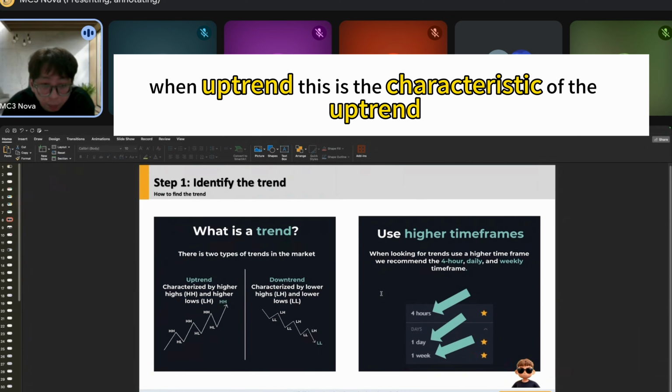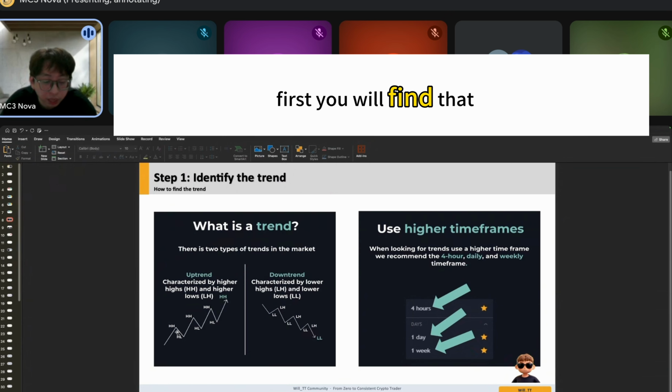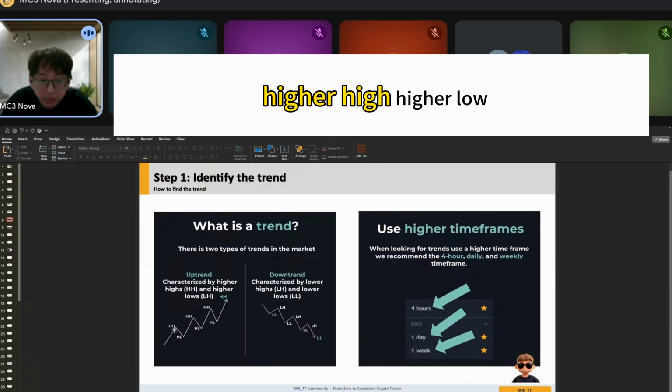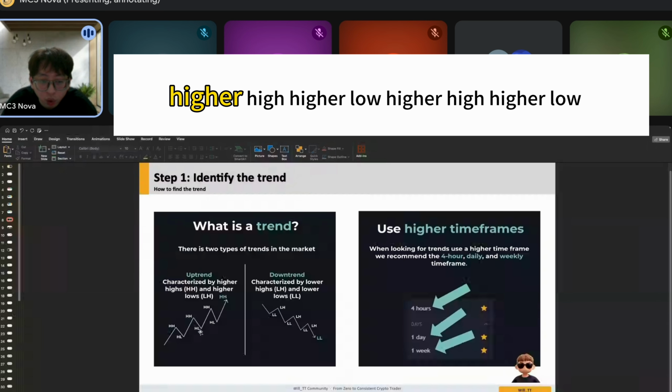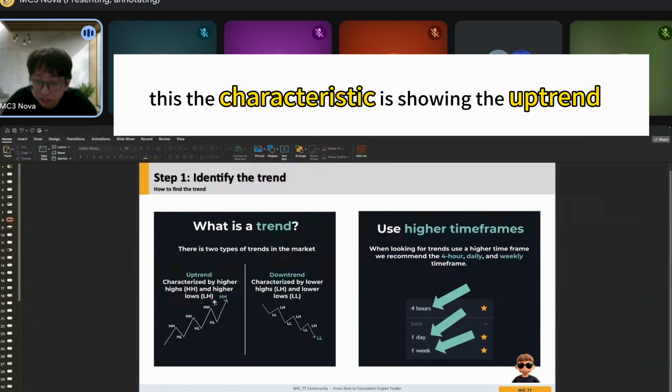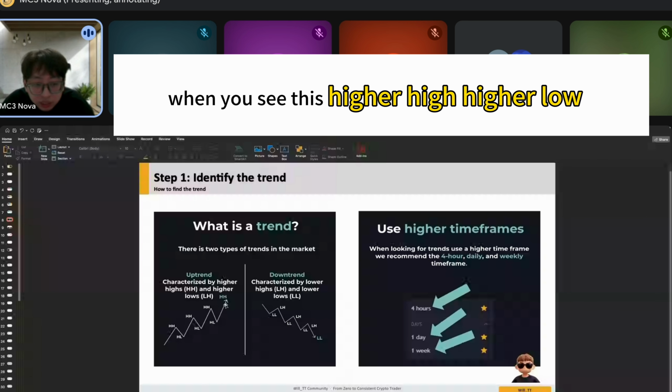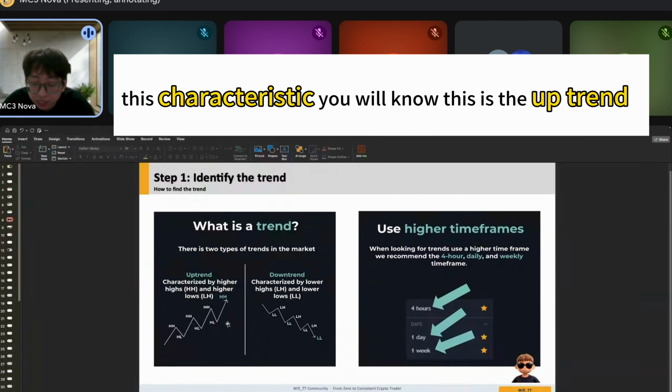So first, when uptrend, these are the characteristics of the uptrend. If the market is in an uptrend, it is showing higher high, higher low, higher high, higher low, higher high, higher low. This is the characteristic showing the uptrend. When you see this higher high, higher low, you will know this is the uptrend.